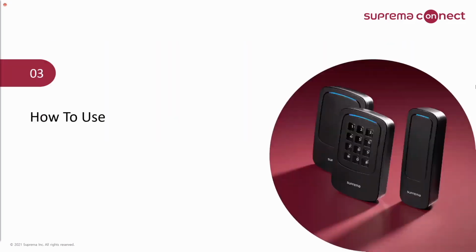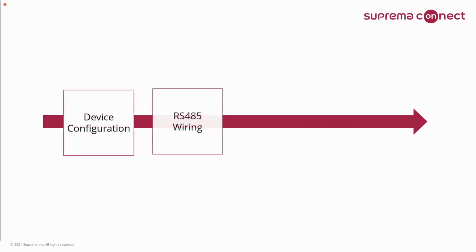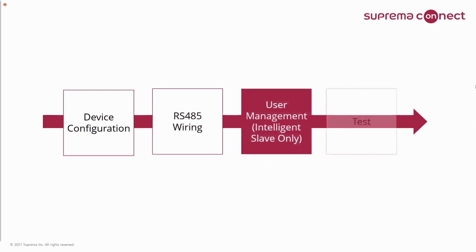Let's see how to use Suprema product with OSDP connection. The process of connecting Suprema to the access control panel with OSDP reader is simple. Please change the device's baud rate, connection mode, and connect the wiring to the correct port.